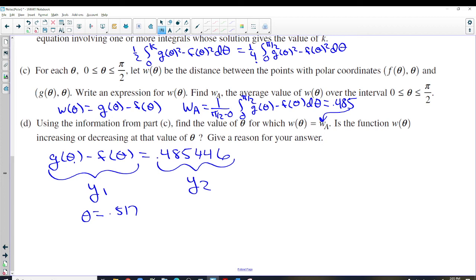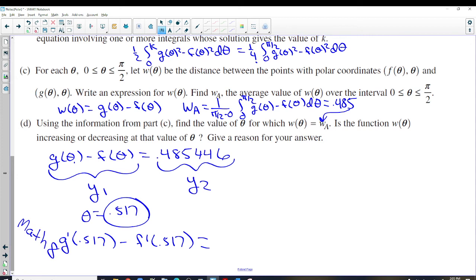Is the function W theta increasing or decreasing at that value? So when you hit this value, are you increasing or decreasing? So you want, let me make sure I do this right. It would be G prime of 0.517 minus F prime of 0.517. And when you plug that into your calculator, use Math 8. If you can use the calculator, try not to do a bunch of derivatives unless you think you have to. Unless you think it's part of the process, take the derivative. Otherwise, use your calculator. Now that ends up being equal to, they don't say.